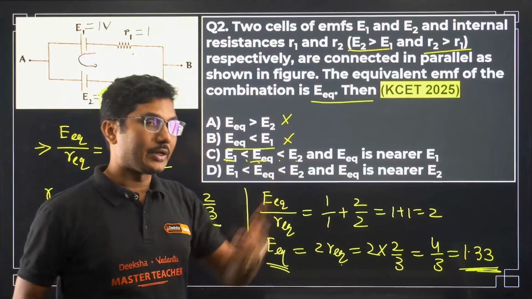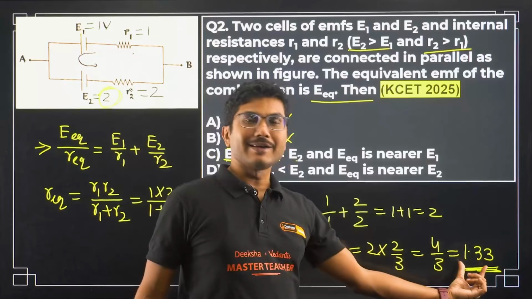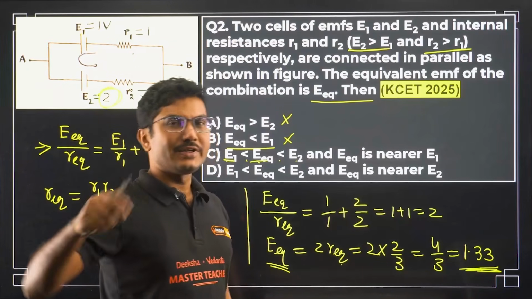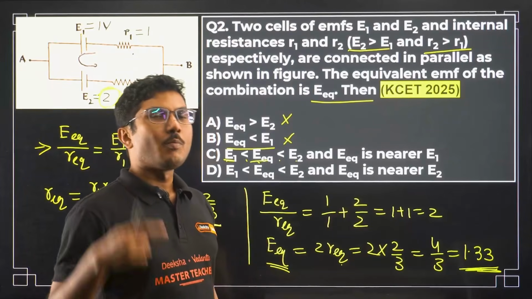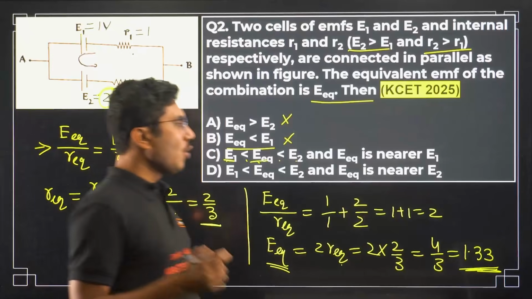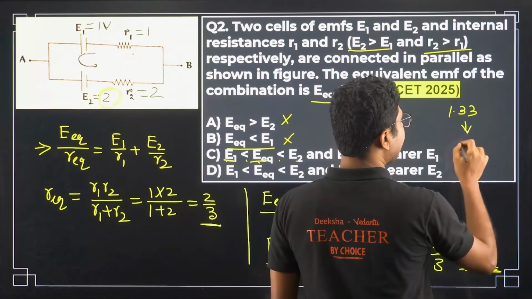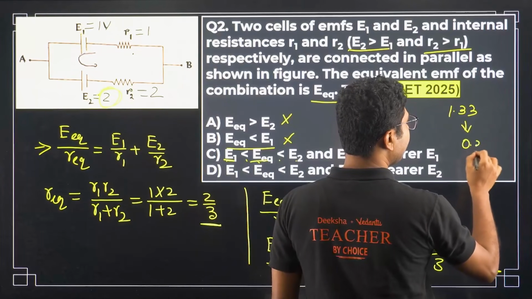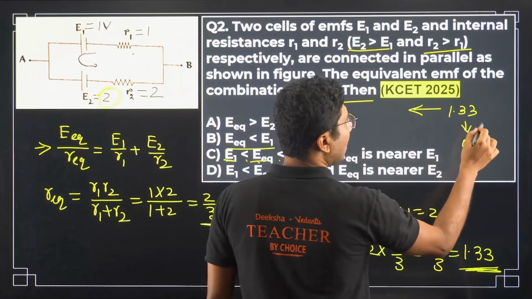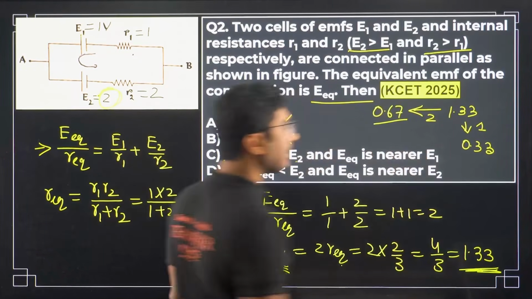This is also another way to understand. Now if you see that 1.33 is 0.33 more than 1 but 0.67 less than 2. Clear? 1.33 is greater than 1 by 0.33 and it is less than 2 by 0.67. Now which number is bigger?